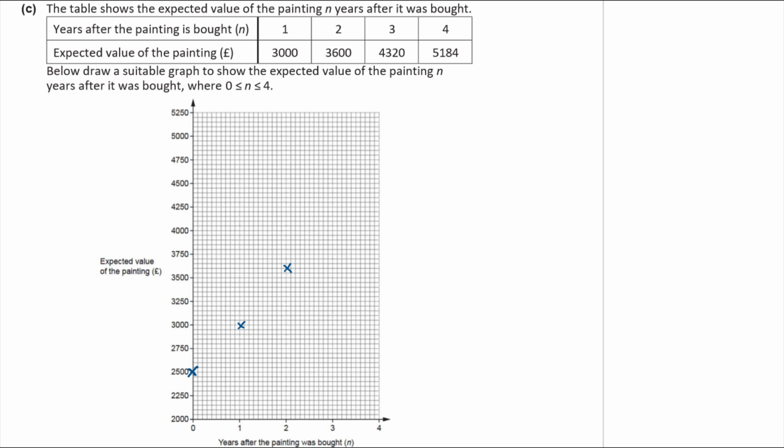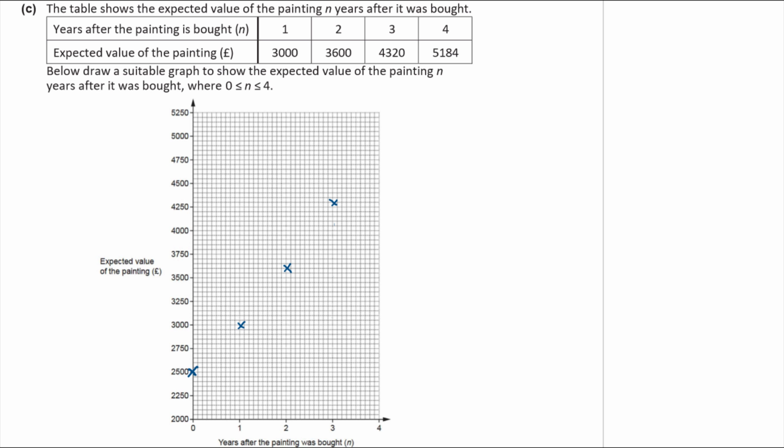And then 4,320. I'm just going to plot that at 4,300, and that little extra 20 is not going to make a lot of difference at this scale. So 4,300 is going to be one little squidge above 4,250.